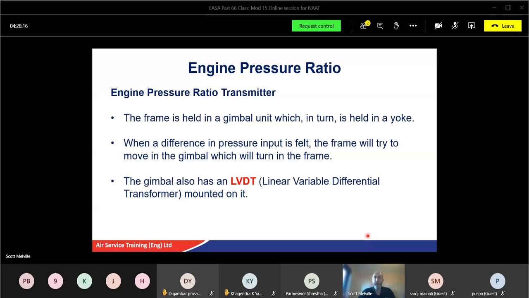And there's a typical example, the same one's in your book, if I remember right. So there's your engine pressure ratio indicator. Again, you've got 1, 1.2, 1.4. Again, no specific units, no actual pressure on there.